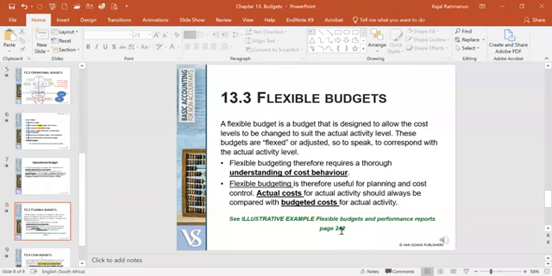So if you look at the illustrative example on page 242, you will notice that they provide you with a very intricate example of a flexible budget. But when we talk about flexible budget, all you need to understand is an expansion. It's an expansion of a business.